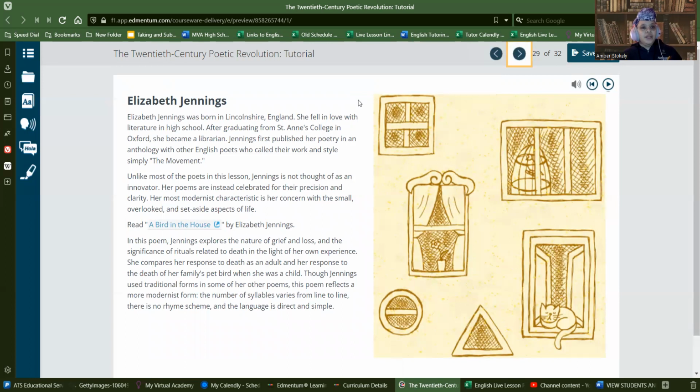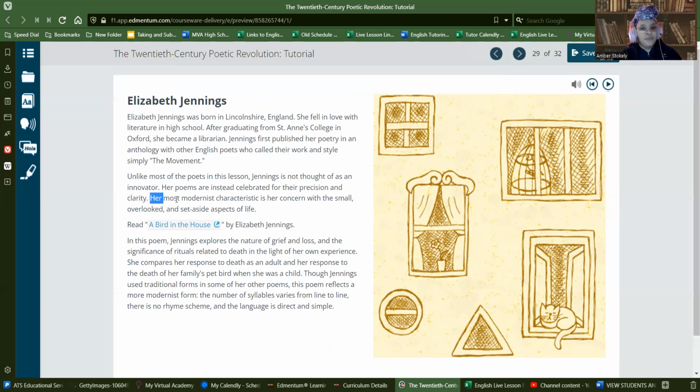Jennings wasn't picked because she's big and famous. She's not really thought of as an innovator. She was just a writer that was following the trends at the time. But her poems are celebrated for their precision and clarity. So she uses very precise language, and she's a very good example of precise language.